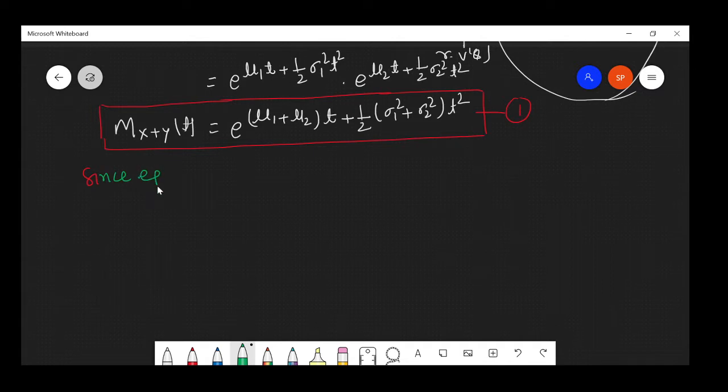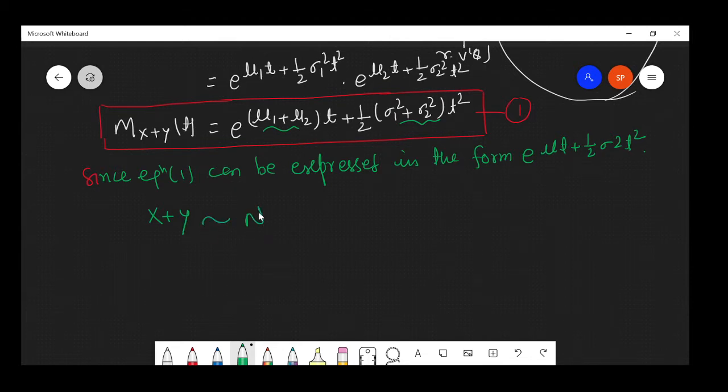Since equation 1 can be expressed in the form e to the power mu t plus half of sigma square t square, where here is mu and here is sigma square, we can say that X plus Y follows the normal distribution with parameters mu 1 plus mu 2 comma sigma 1 square plus sigma 2 square.